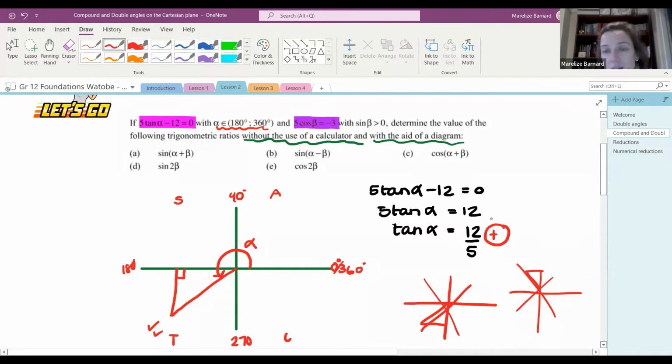Now we're going to place our sides. For tan, we have the opposite and the adjacent side. So our opposite side is going to be 12, and our adjacent side is going to be 5. But we are on the Cartesian plane, so we need to take into account positives and negatives. So this is going to be -5 because it's on the negative x-axis, and this is going to be -12 because it's on the negative y-axis. Okay, first triangle for alpha, done.